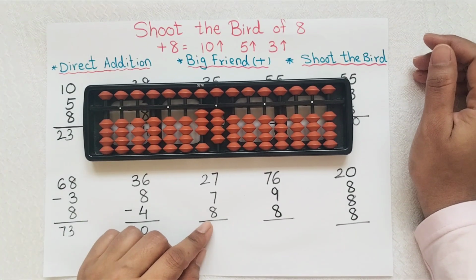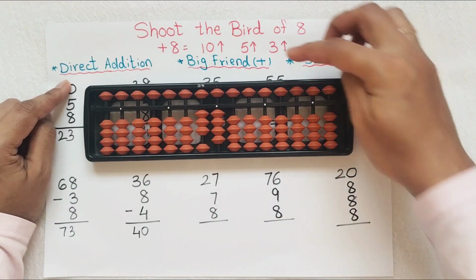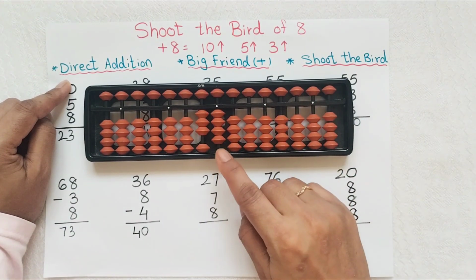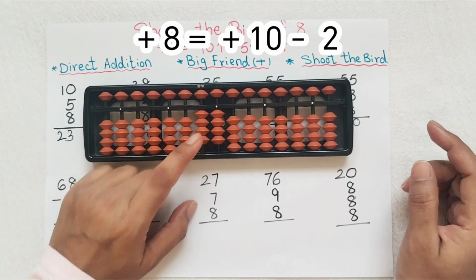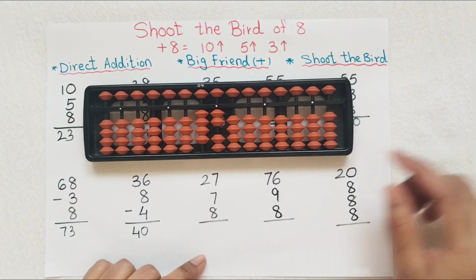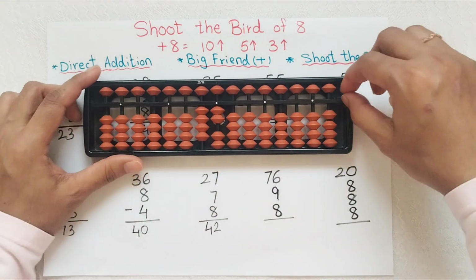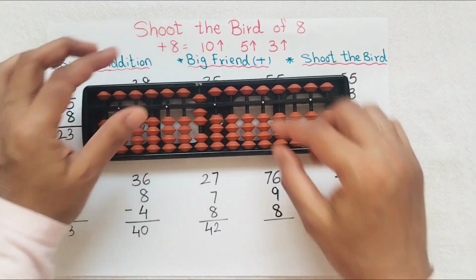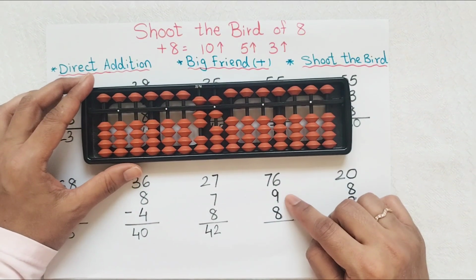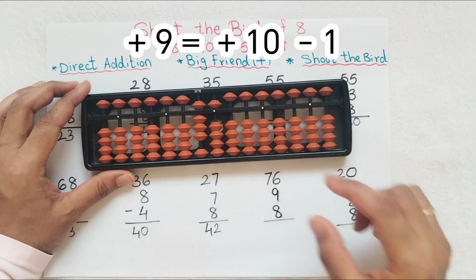Now plus 8. How will I do plus 8? Direct addition? Not possible. Big friend addition? Yes, I can do big friend addition. So the formula is plus 10 less 2. My answer is 42. Next one. 76 plus 9 plus 8.